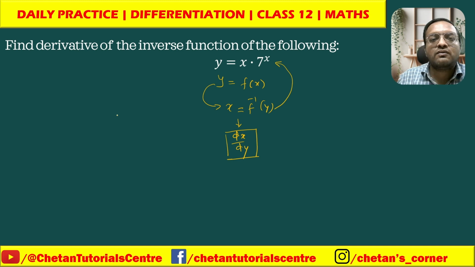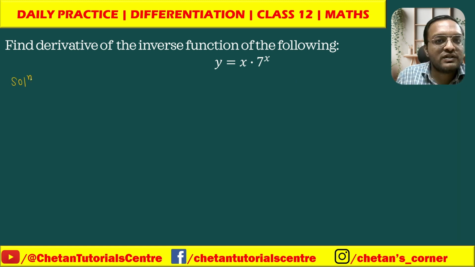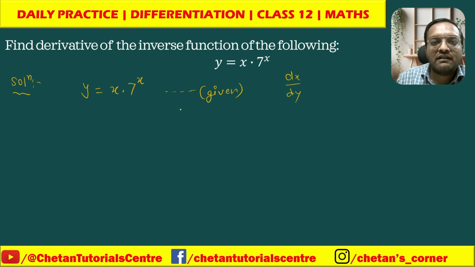Now how to find this out? Let me show you. Solution. The first step is to write down the given equation. Y is equal to x into 7 raised to x. So we have noted down the given function. Now to find the value of dx by dy, I will differentiate this given function with respect to y. So what I will get?